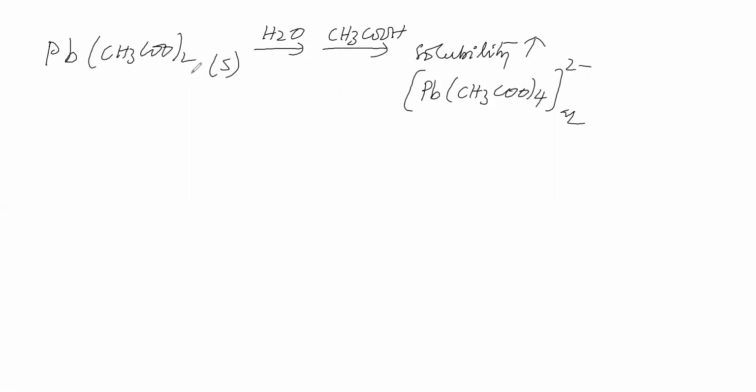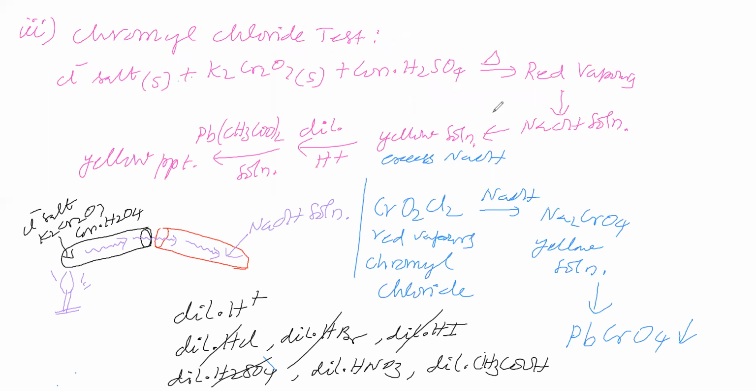So how to prepare lead acetate solution? Lead acetate solution is prepared by dissolving lead acetate solid in dilute acetic acid solution, while the solubility of lead acetate will be high due to formation of complex. So lead acetate solution is prepared in dilute acetic acid.